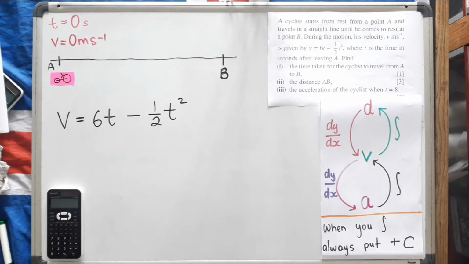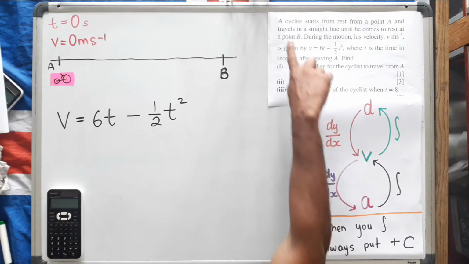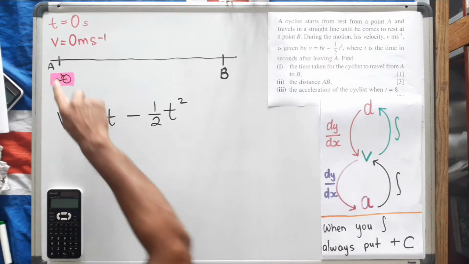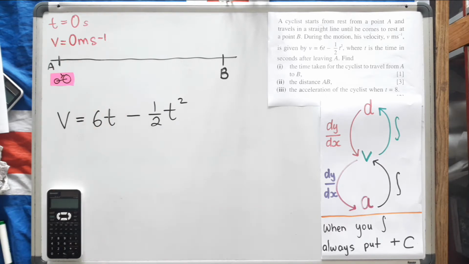Hi, and welcome to my second question on kinematics involving integration and differentiation. All right, so let's jump straight into it. Give the question a read. I already started to draw the question for you guys, so I'll just give a breakdown of it. There's a point A, and there's a cyclist. Now, they said the cyclist starts from rest at point A. So immediately, I know if he starts at rest, the velocity is 0, and since the question has now started, that also means the time is 0.